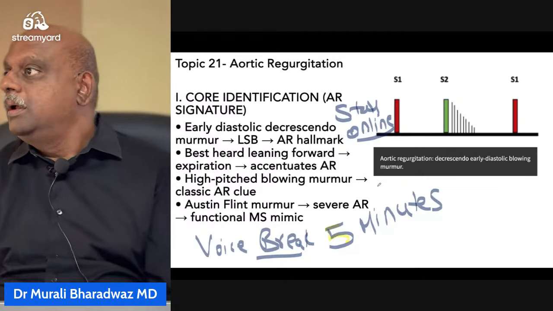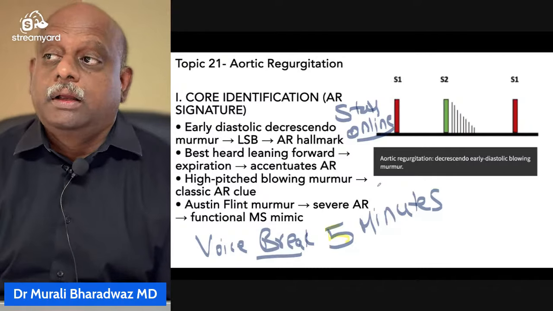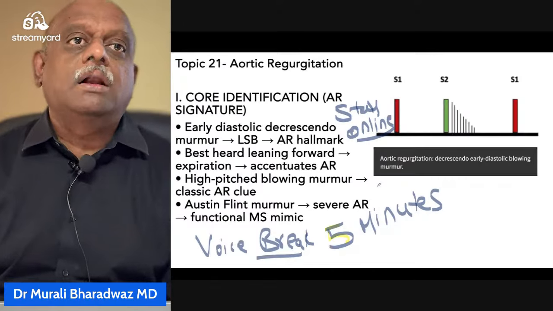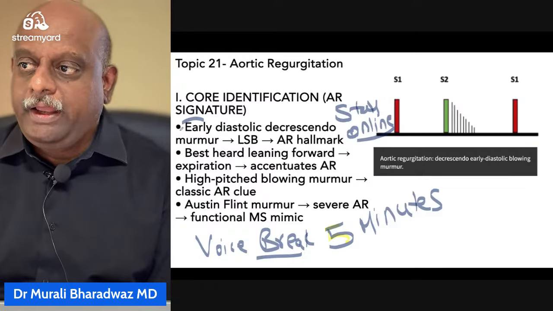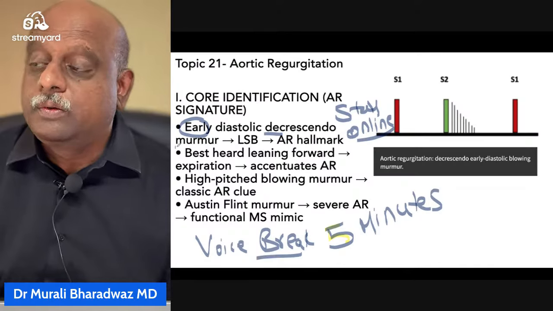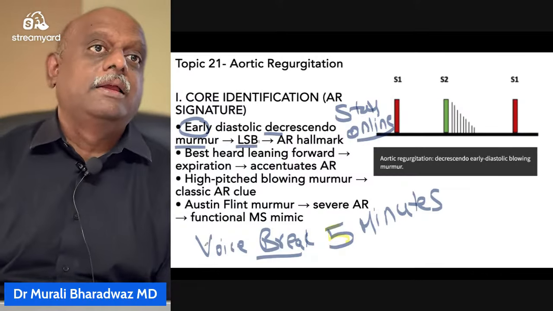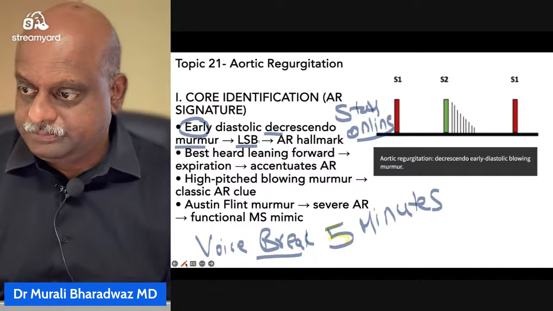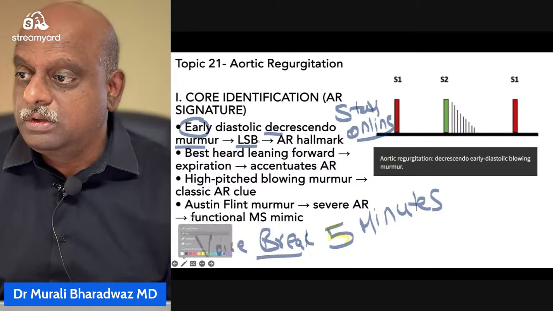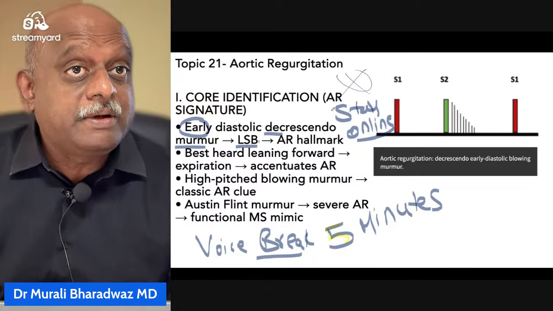Now, doctor. In aortic regurgitation, what is the hallmark of aortic regurgitation? An early diastolic decrescendo murmur heard along the lower sternal border is the hallmark. Okay? So, could you relate why it is a diastolic murmur?